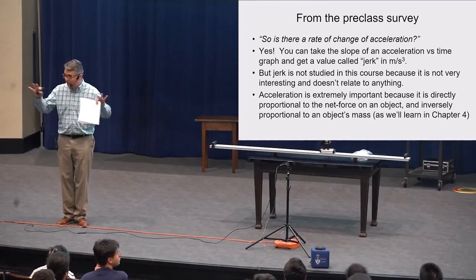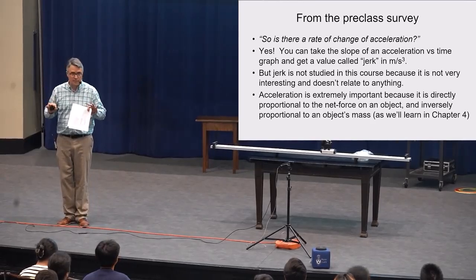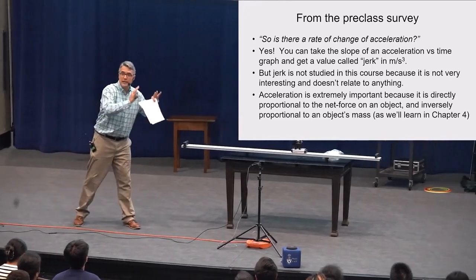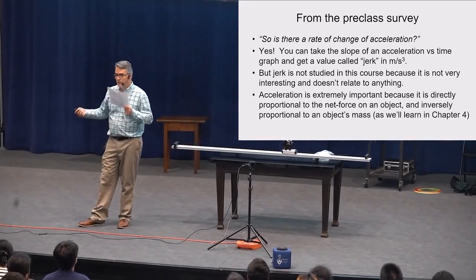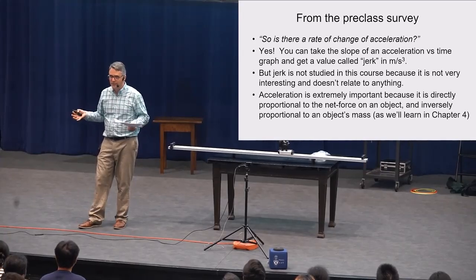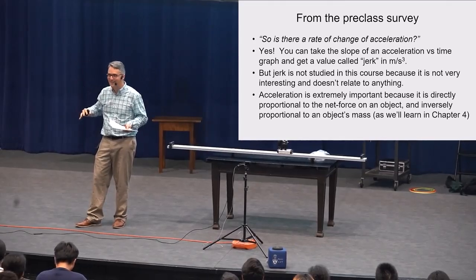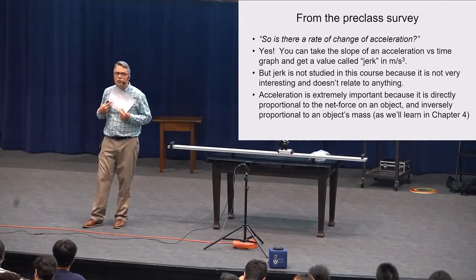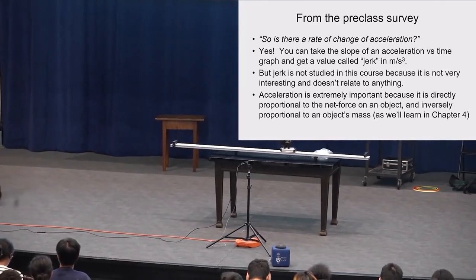Because this is the secret, and we're going to get into this in chapter 4, acceleration is extremely useful in physics for solving problems and figuring stuff out, because it is directly proportional to the net force on an object and inversely proportional to the mass of an object. That's Newton's second law. Acceleration comes up. It seems like a crazy way to start an algebra-based physics course, introducing the second time derivative of a position, but we're forced to do it because acceleration is so crucial for our understanding of Newton's laws and how things move.